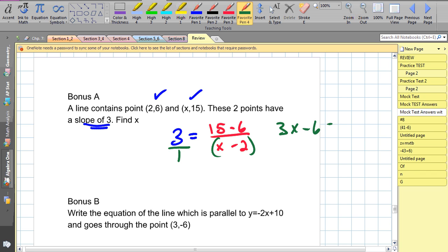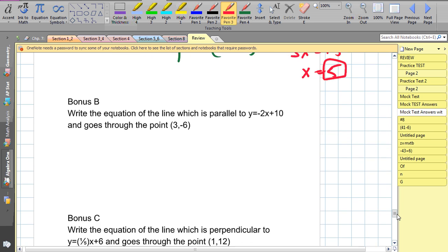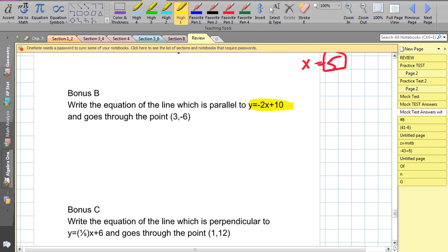This is 3x minus 6 equals, what number is this? 15 minus 6 is 9. So I bring the 6 on the other side. That is going to be 15. X equals 5. So that's the missing value of x in there. And if x was 5, they would have a slope of 3. So that's kind of working backwards within the slope formula to find a particular part of the coordinate given the slope. Tough problem.